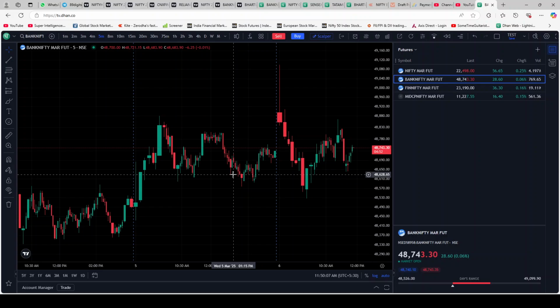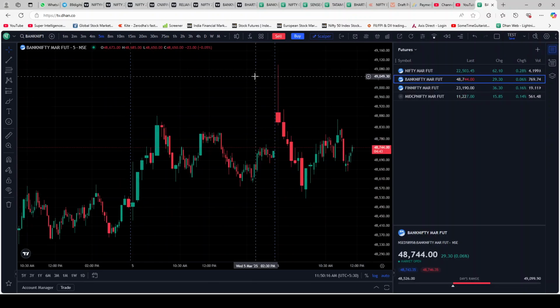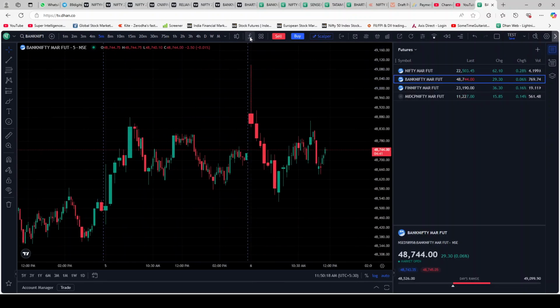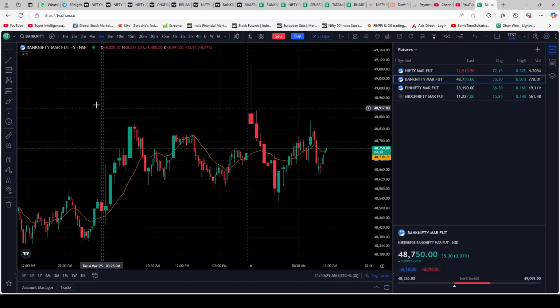Anyways, let's move on to the new indicators introduced by Dhan. So we'll stick to this Bank Nifty futures chart on the 5 minutes time frame. The first new indicator is zero lag moving average. It's zero lag exponential moving average version 2. Click on this. Beautiful. It looks like this. I have left it on the default settings and I've been using this since this morning. It's a nice indicator. I think it's working on EMA 30.